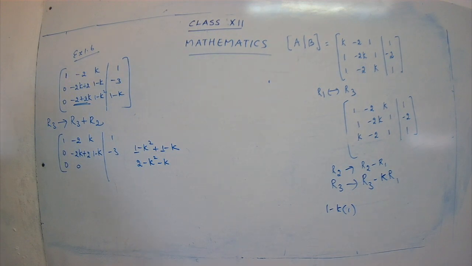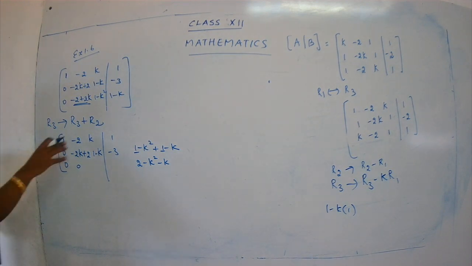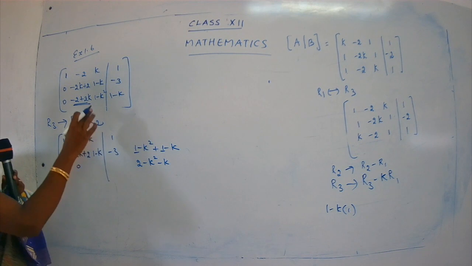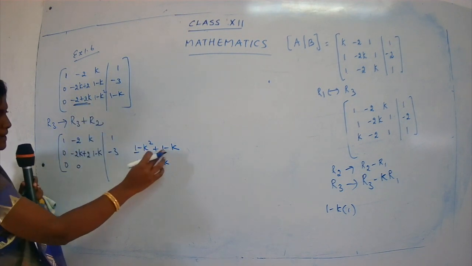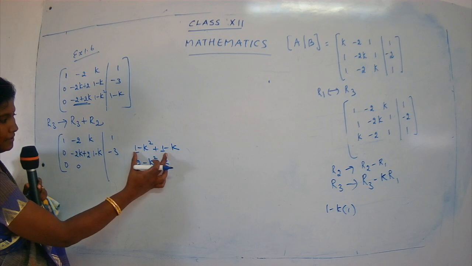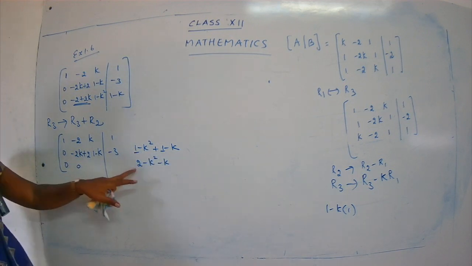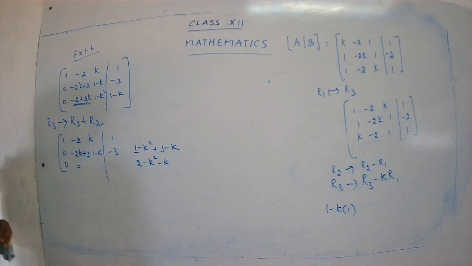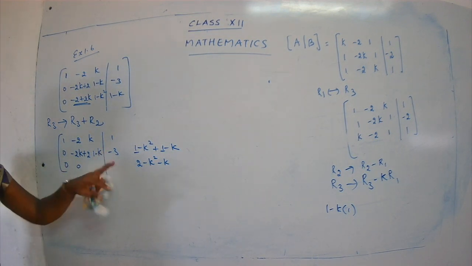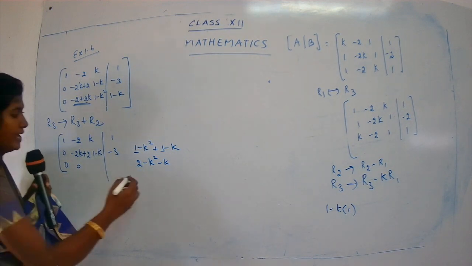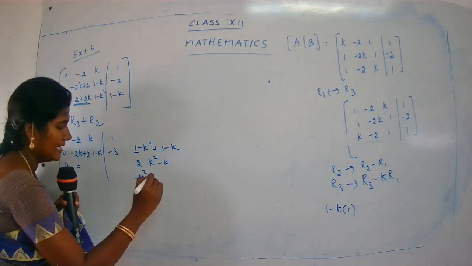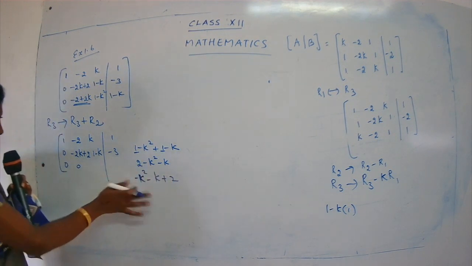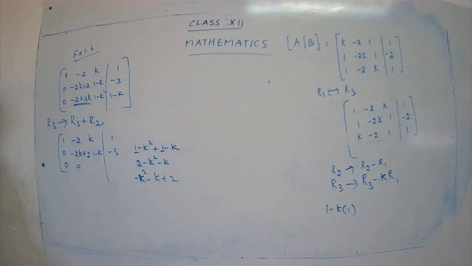Just understand the step properly and then we may move with the next part. So what are we having when we add R3 and R2? When we add R3 and R2, I get 1 minus k square plus 1 minus k. When I take the addition of 1 and 1, I get 2 minus k square minus k. And always try to arrange this in the form of a quadratic expression. So you get minus k square minus k plus 2. Just arranging in the form of a quadratic expression.